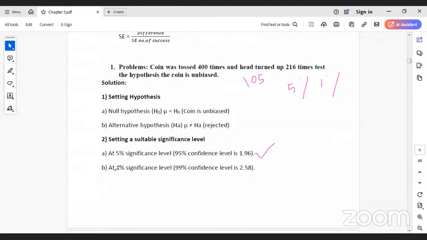From the examination point of view, there is no need to write this one. You can write only one, that is 1.96.